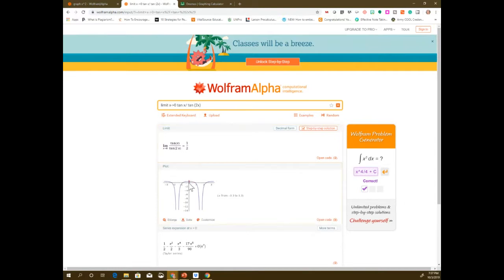Now notice on the plot it has this open circle. That's because there's actually a hole at 0.5, because if you plug in 0 for a tangent, you get 0. So the tangent of 2x is 0, and you'd be dividing by 0. So it actually is a hole there, but if that point was filled in, if it was continuous, it would be at 1/2. The value would be 1/2, even though the function itself doesn't exist there.